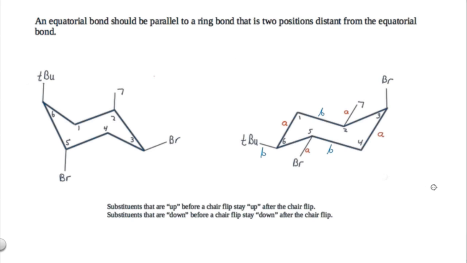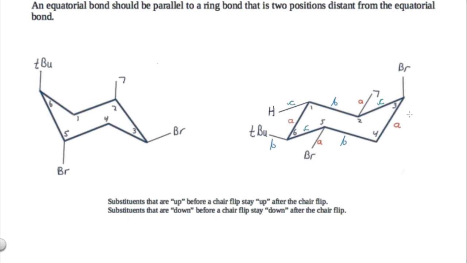For completeness, we can mention that there's a third set of bonds here that we could label as C. Here's a C bond, and here's a C bond. So you would try to draw this C bond as approximately parallel to this C bond and this C bond. Notice they're all 2 positions away. This bond is 2 positions from this one, and this bond is 2 positions from this one.